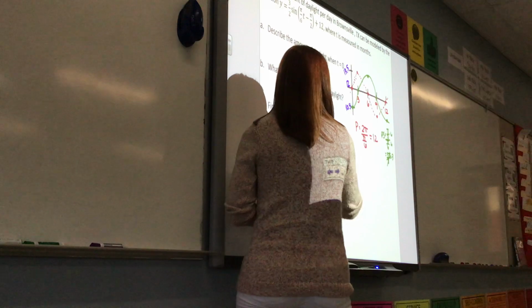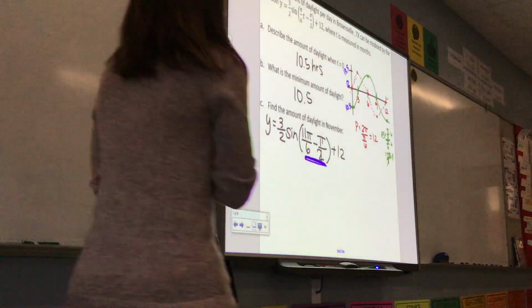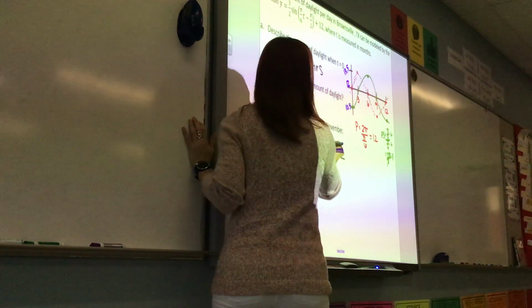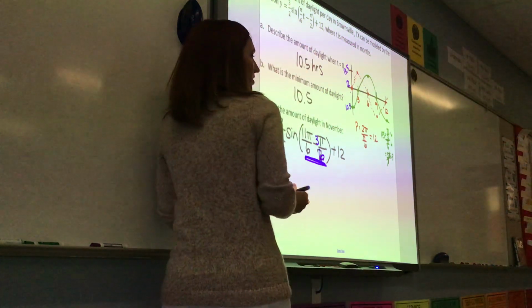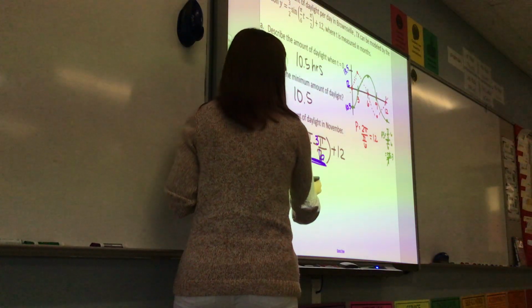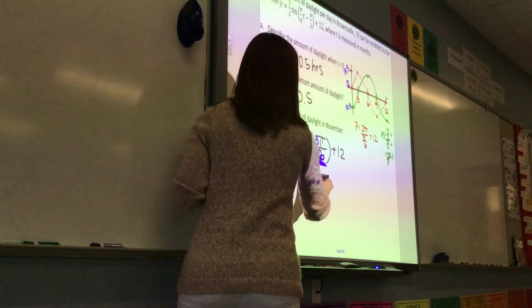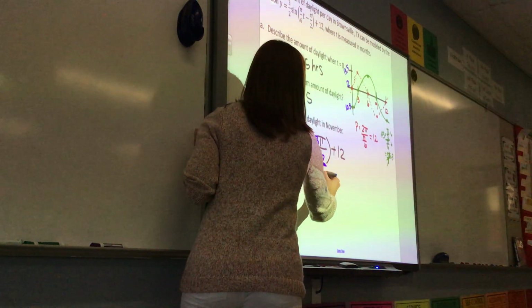Parentheses, how do I condense this? 11 pi over 6 minus 3 pi over 6. Good, you get a common denominator. What's 11 minus 3? 8 over 6, right? Yes. Okay, so 8 over 6, does that simplify? Yes. To what? 4 pi over 3.